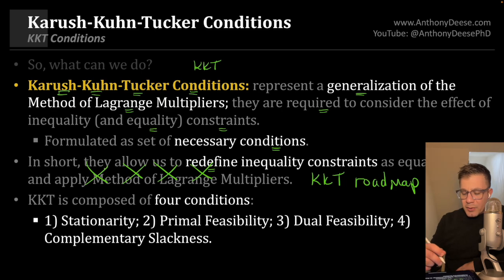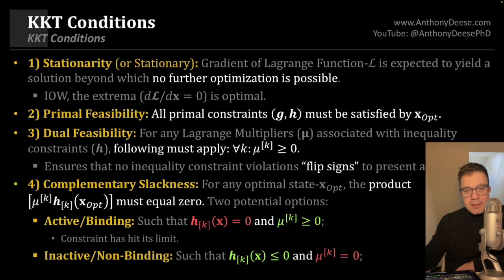Now, KKT is composed of 4 conditions. We have stationarity, primal feasibility, dual feasibility, and complementary slackness. So let's dive into what those are in more detail. Stationarity says that the gradient of the Lagrange function is expected to yield a solution beyond which no further optimization is possible. All that's really saying is when we differentiate the Lagrange function with respect to the primal state x, and we set it equal to 0, we're assuming that represents an extrema, and that is the optimal point.